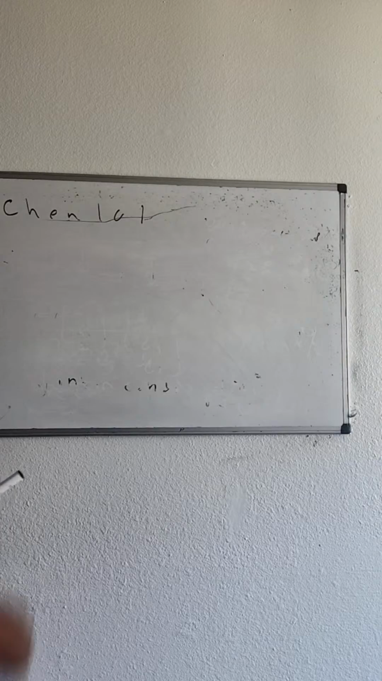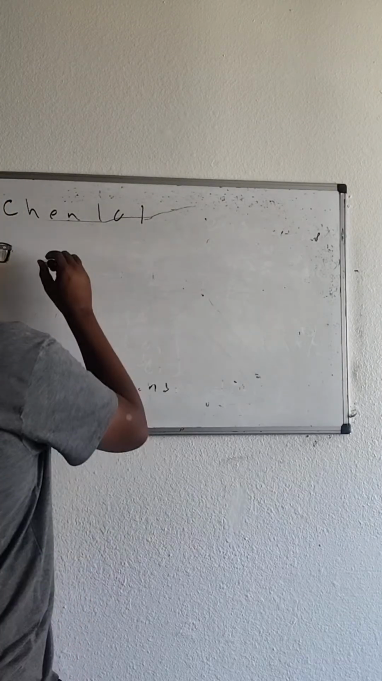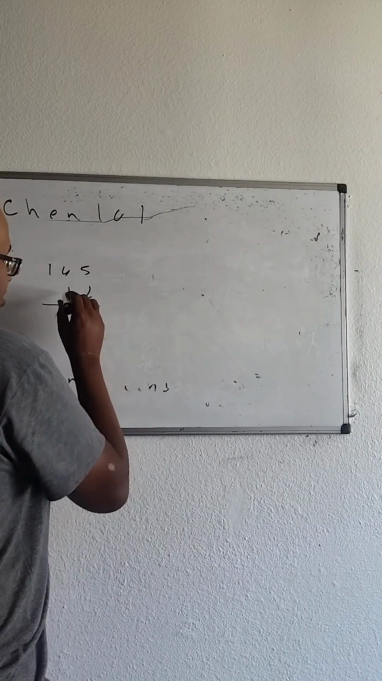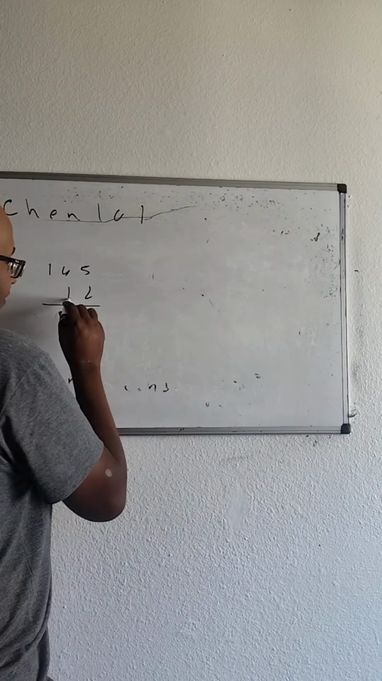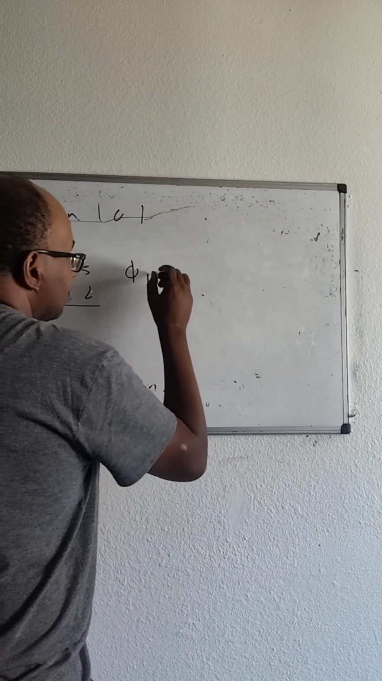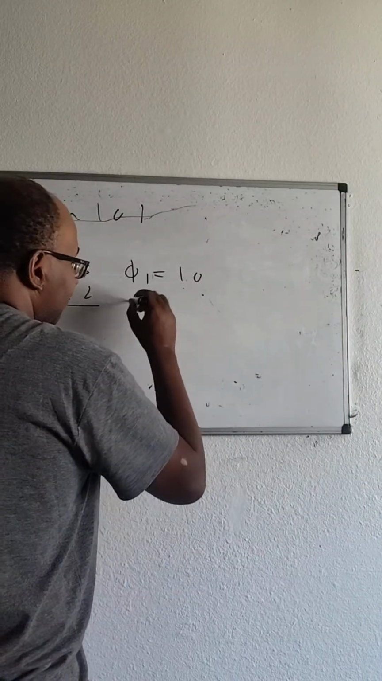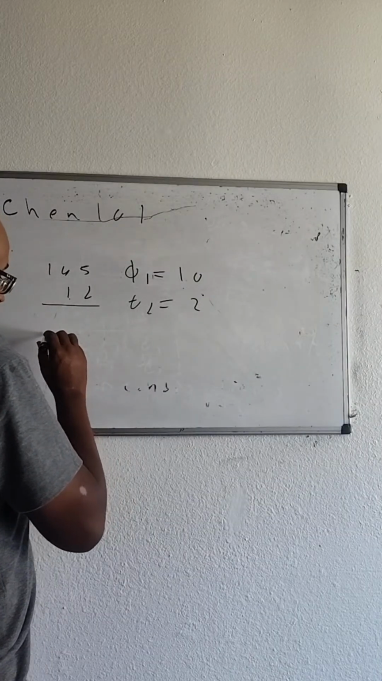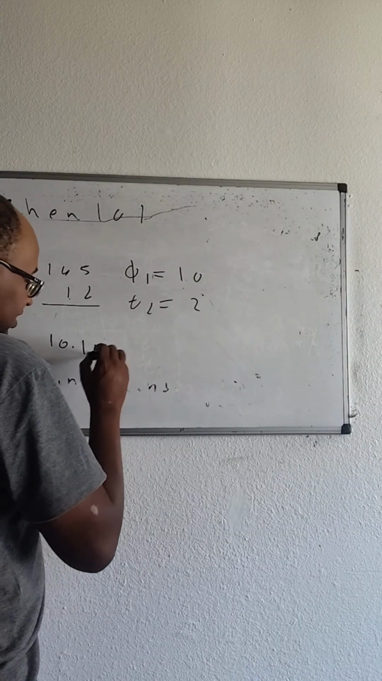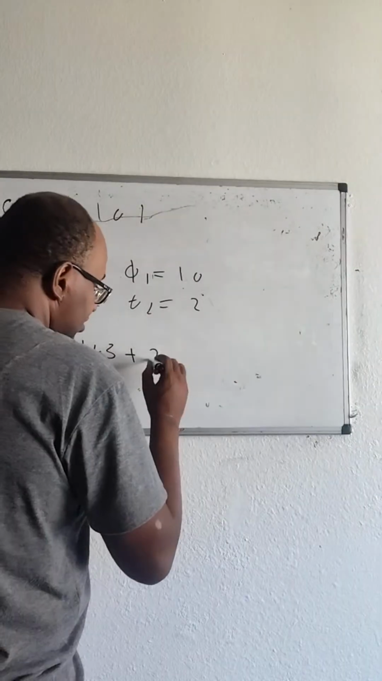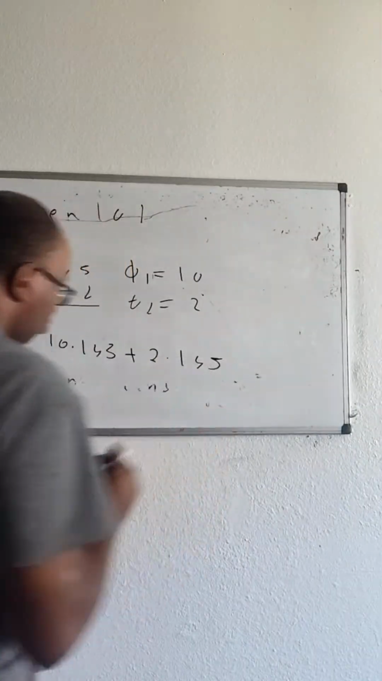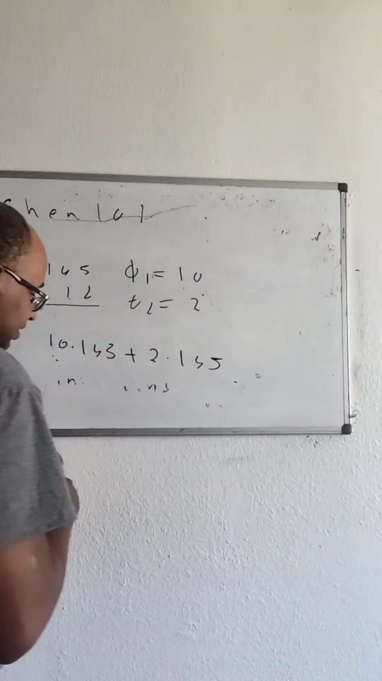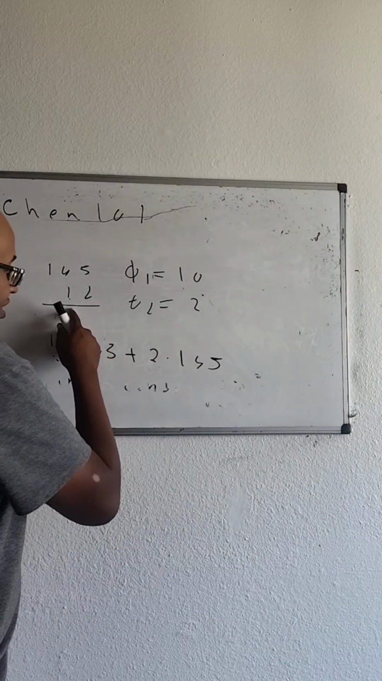I'm going to do some easy numbers, guys. I'm going to do 165 times 12. This is going to be my theta 1, which equals 10, and theta 2 will equal 2. If I do 10 times 165 plus 2 times 165, which one is my K? This is my K. K is my constant. What's varying? This and this are varying.